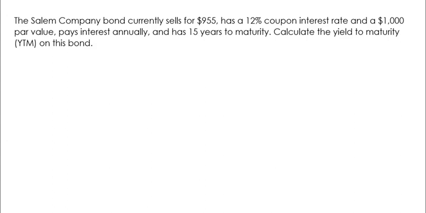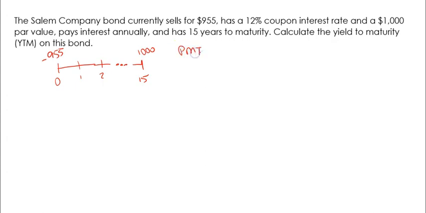So let's put this on a timeline. So today this bond is selling for $955. So you could purchase it for $955. That's a negative cash flow. You take money out of your pocket and purchase this bond. It has 15 years until maturity. It has a $1,000 par value, so you receive $1,000 upon maturity, and a 12% coupon rate.